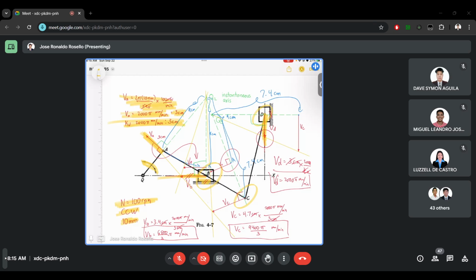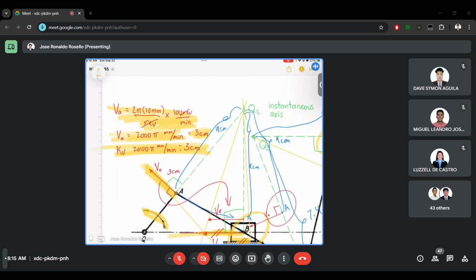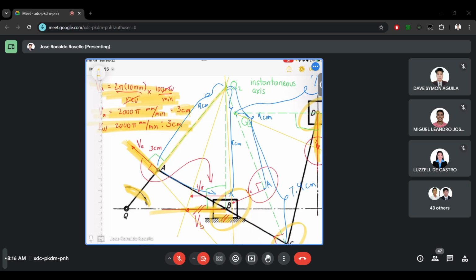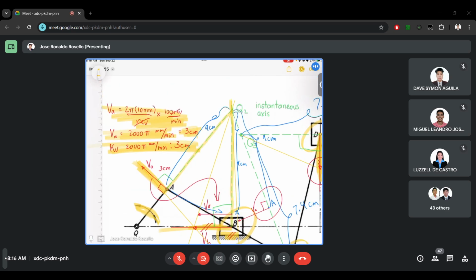Then, we will make a perpendicular line to these directions. So in the case of vector VA, we made a perpendicular line, this green intermittent line, going upwards. Then for B, we made an intermittent line that is perpendicular to its direction, going upwards also. Then their intersection will be what we call the instantaneous axis. For this, I denoted it as Q2. So Q2 is now our instantaneous axis. It will be our reference point for this velocity analysis.